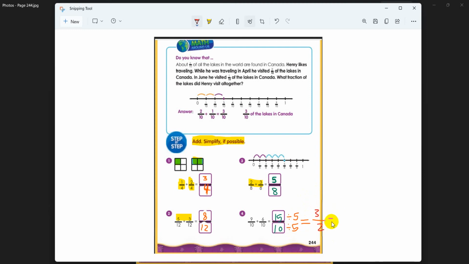We can also write it as a mixed number. It's 3 halves, so 2 halves equals 1, and the remainder is 1 half. So we can write it as 1 and 1 half as a mixed number, and as an improper fraction, it's 3 over 2. You can stop here. And if you want to write it as a mixed number, you can write it as 1 and a half, like that.